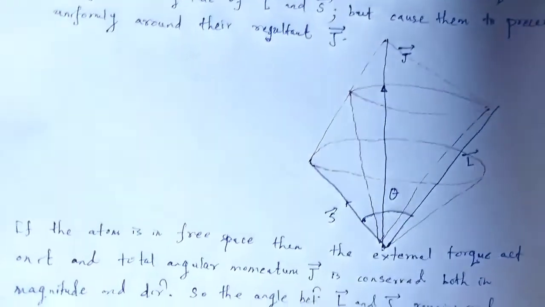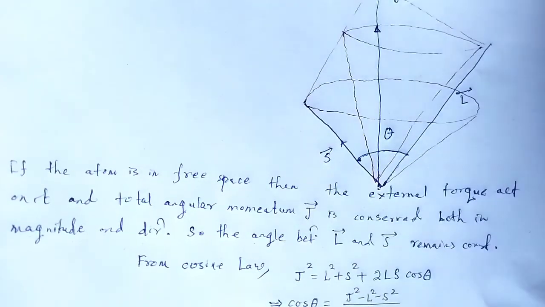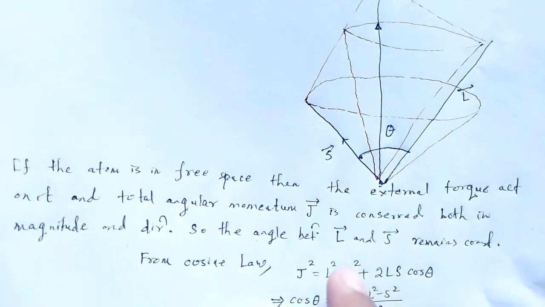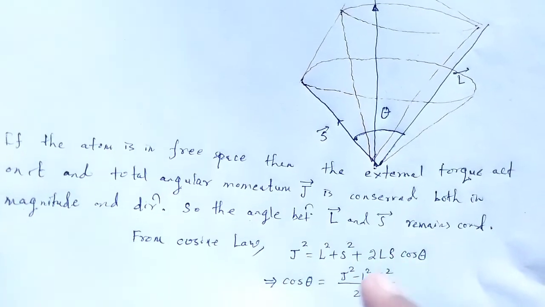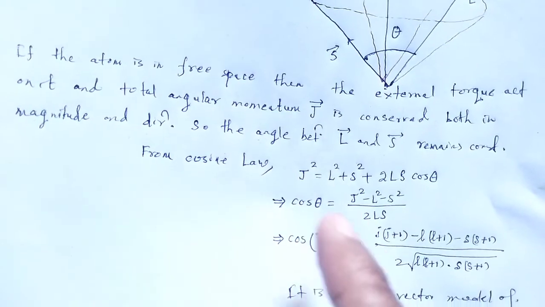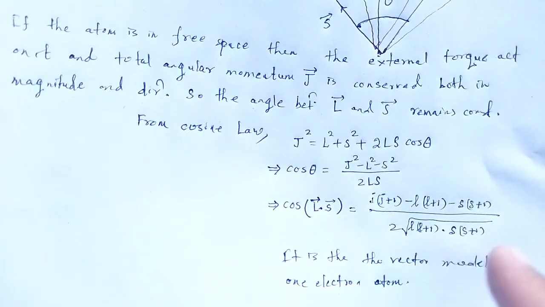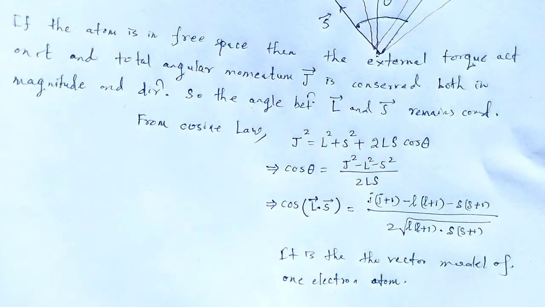But in the case of free space, J is conserved. This is the vector atom model of the one electron atom, and it is very helpful to explain the fine structure of spectral lines, the anomalous Zeeman effect, and hyperfine structure.